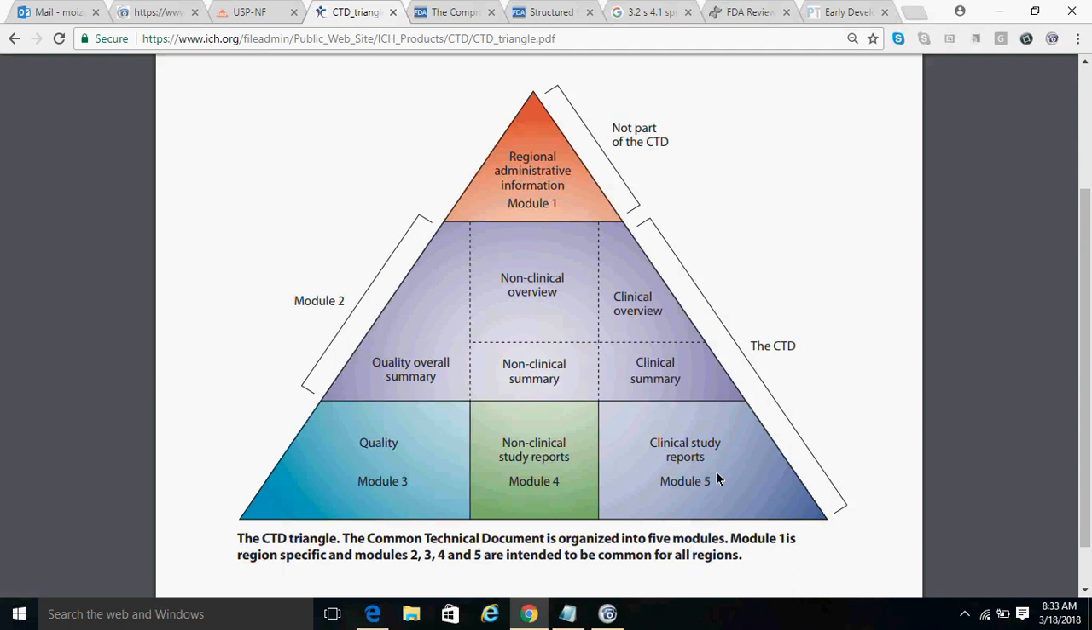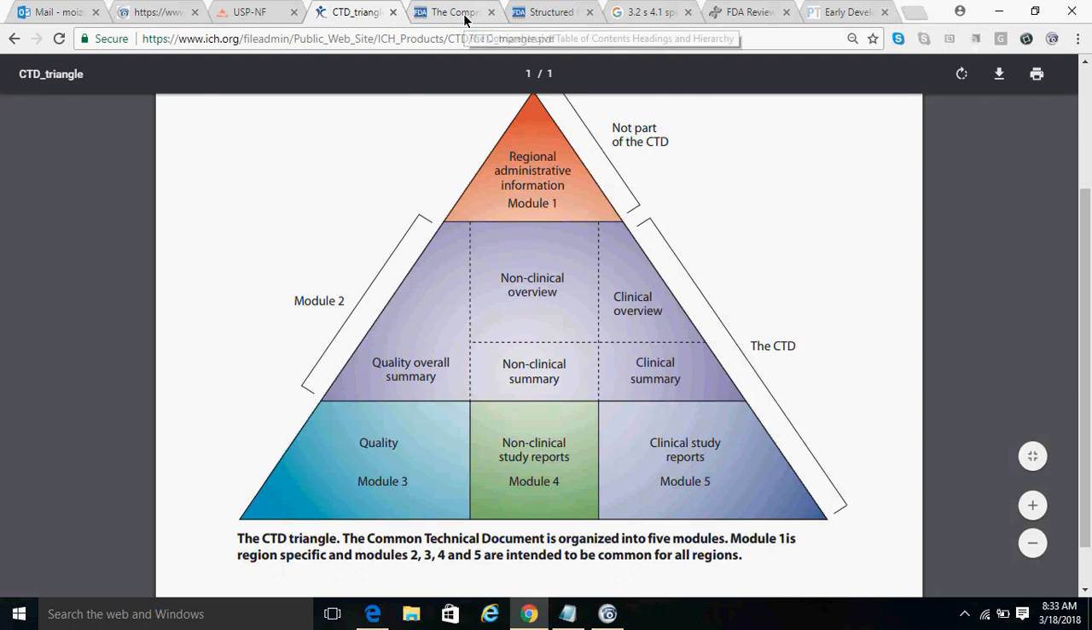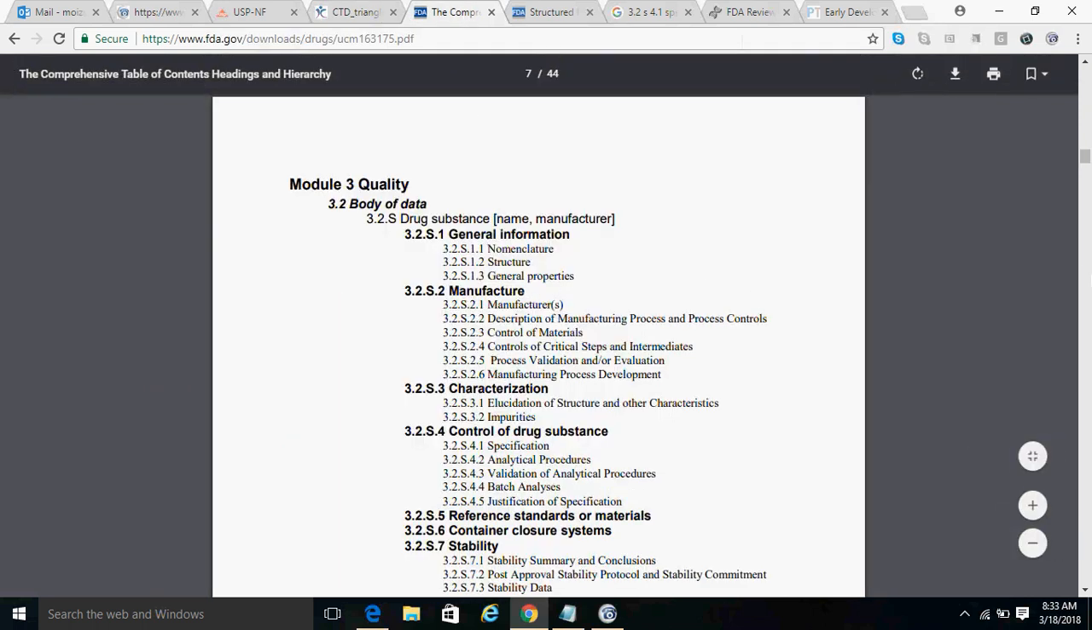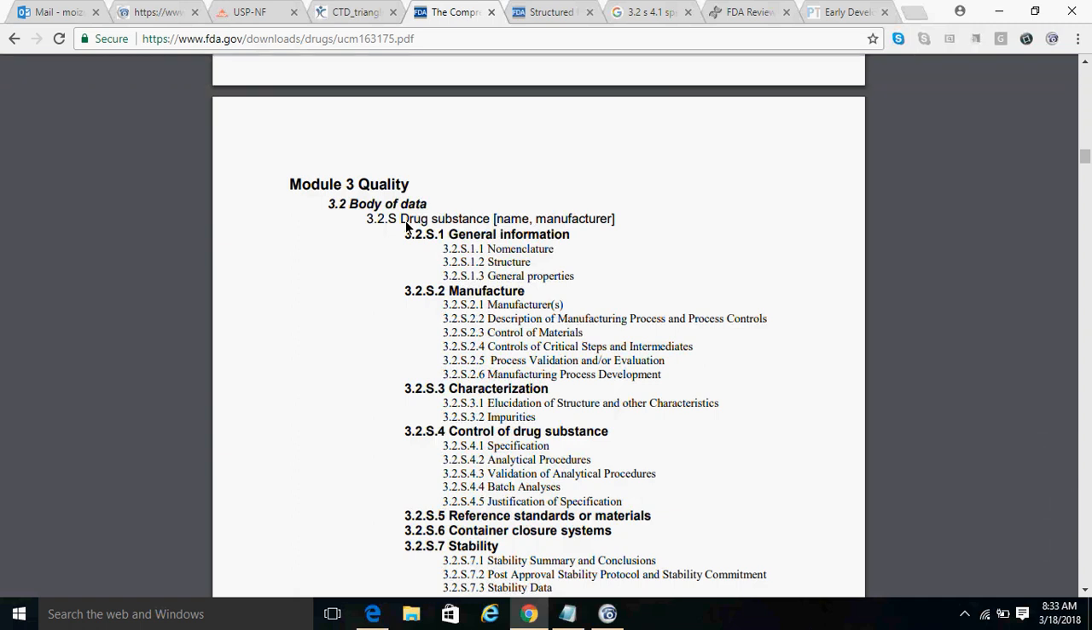Module 5, as we talked, is human studies. Let's go to module 3. Module 3, if you see carefully, is the body of the data, the core information, the chemical information which is embedded in it. There is what is called the drug substance, and the symbol is S. S stands for substance, so drug substance.